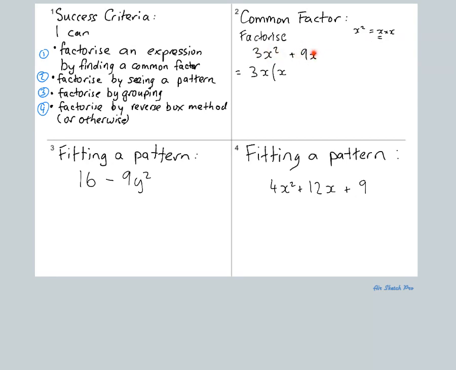The next thing is we look at the next sign along, so plus, and then we look at 9x and we say 3x times what will give me 9x? Well, looking at the numbers there, 3 times 3 is equal to 9, and x times 1 will give me x, so I don't need to add any extra x there. So it simply becomes 3x outside of x plus 3.